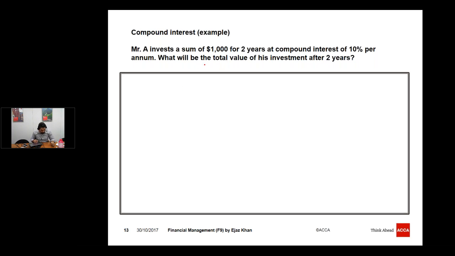What do we need to find? We need to find the total value of investment after 2 years. S is equal to P into 1 plus R raised to the power N. So P in this case is the amount invested at 0.0, which is $7,000.